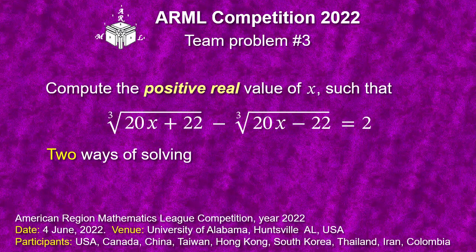Now to the problem. The difference of two cube roots is equal to 2, and you should find only the real and positive value of x satisfying the equation. Hopefully no other hints will be needed for solving, so please pause the video and try to solve the equation.